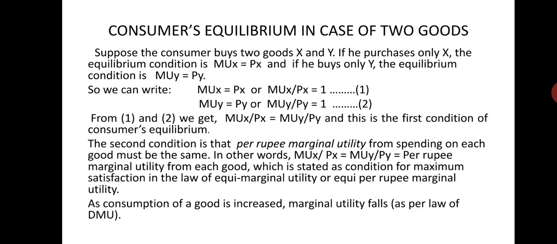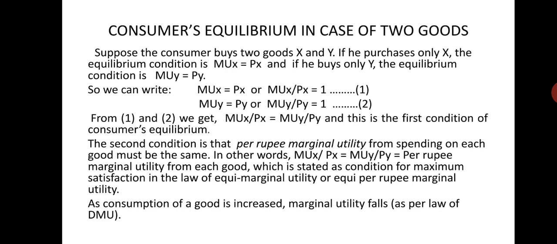The second condition is that per rupee marginal utility, very important term, mark it, per rupee marginal utility. What is per rupee marginal utility, students? Per rupee marginal utility means, I will give you one example. Suppose a consumer gets 10 utils of utility by spending 5 rupees. If the price is 5 rupees and by spending this amount he gets 10 utils of utility, so per rupee marginal utility, from 5 rupees he gets 10 utils of utility. So what is per rupee marginal utility? That is 10 by 5, that is 2.